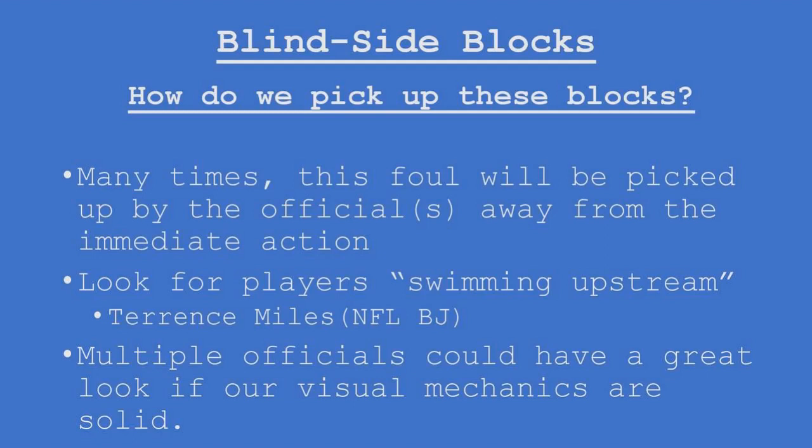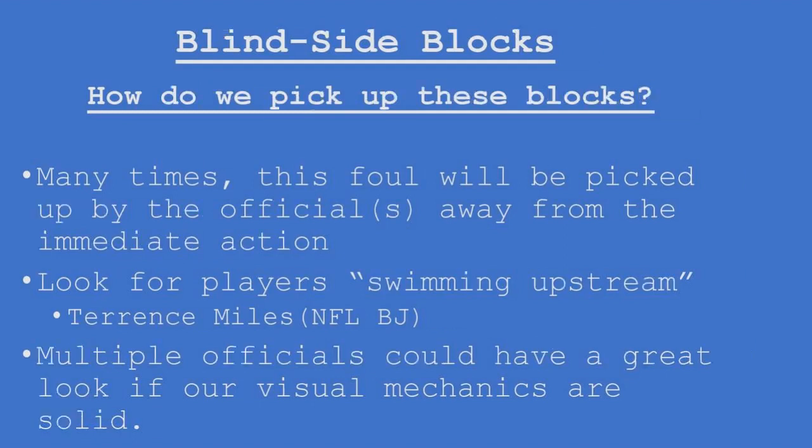If our mechanics are solid, if our visual mechanics are solid, multiple officials could have a great look at these types of plays. We'll give that as examples because, as the rule states, this has to be an open field block. So we're not looking at inside interior line play. We're looking deep downfield, change of possession plays, punt plays, kick plays, things where there's a lot of space between players that can bring up this type of block.